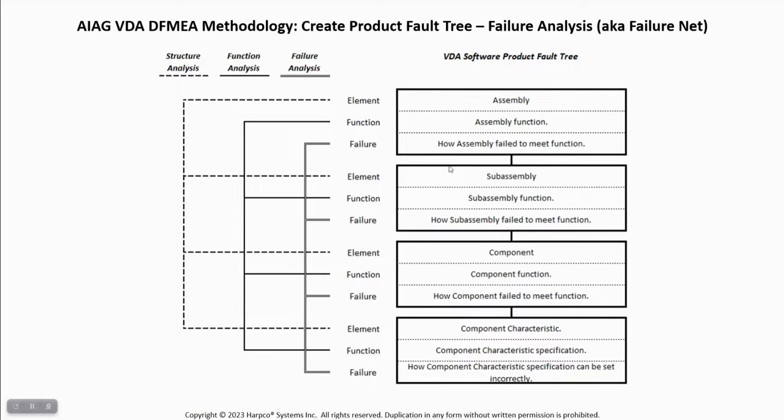Then the next step is the failure tree. So we take each of these functions, we identify how we can fail to meet them. And again, we link these. So now we have basically a fault tree. We have a start at the top, and then we have this listing of how the assembly could fail, and then how the sub-assembly could cause the assembly to fail, how the components could cause the sub-assemblies to fail, and down at the bottom, how we could have incorrectly specified individual specs to cause the components to fail. So bottom line is we have what I call the VDA software product fault tree.